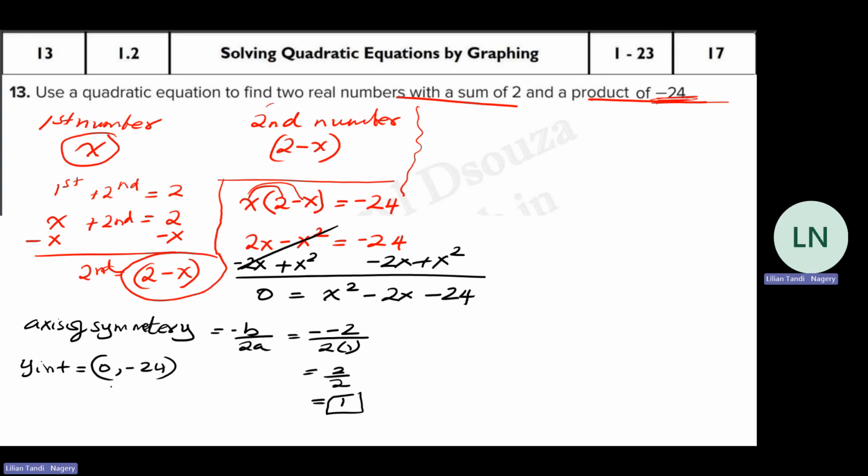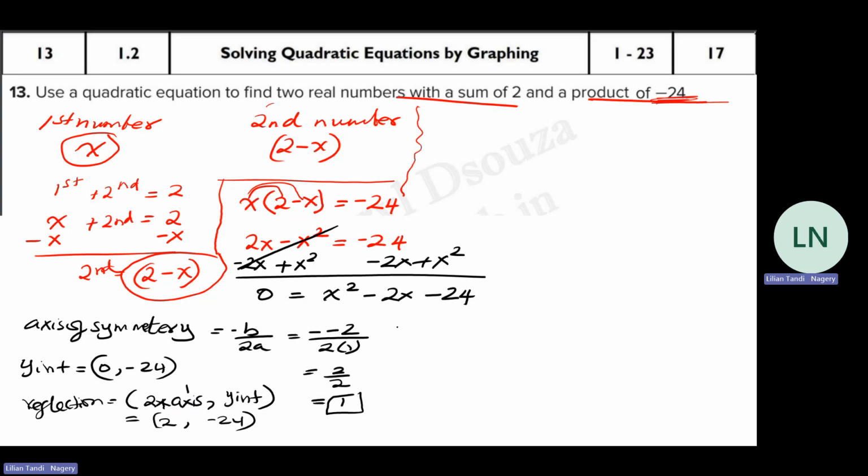After you find your y-intercept, you find the reflection of the y-intercept. The rule for reflection is that the y-intercept will be here, and here will be 2 times the axis. Okay? 2 times 1, the axis is 1. So 2 times 1 is 2, and the y-intercept is negative 24. So here is our reflection.